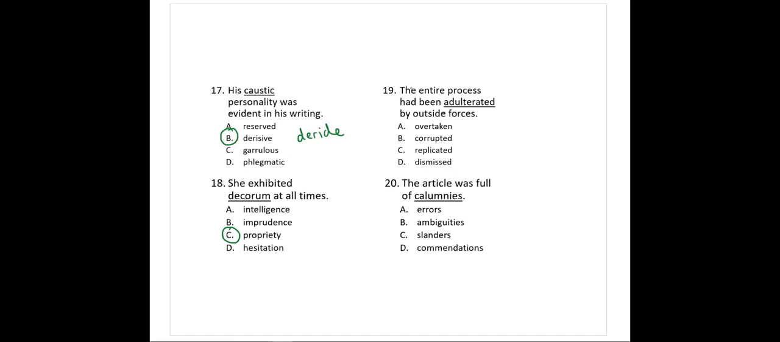The entire process had been adulterated by outside forces. So adulterated is usually used in the context of liquid. If I adulterate a liquid, I make it less pure. Maybe I put some chemicals in it or something like that. And one synonym is the verb corrupt. Corrupt can deal with governments, but it can also deal with substances. If you corrupt a substance or corrupt a process, you are essentially making it less pure and damaging the integrity of it. So the best choice here is going to be corrupted.